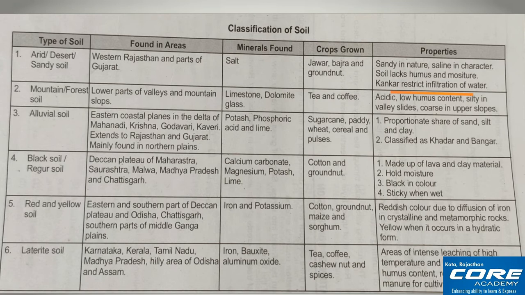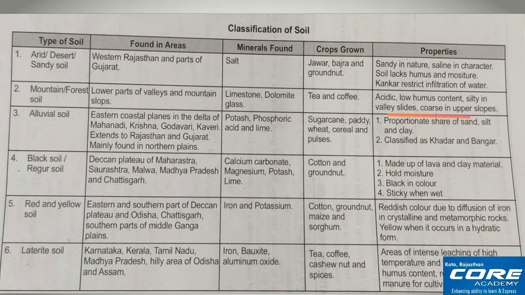Now the second one is mountainous or forest soil. So here it is found in the lower parts of valleys and mountain slopes, and here it is containing minerals such as limestone, dolomite, and it is very famous for tea and coffee plantation. Okay, and here the properties are, it is acidic in nature, it is having low humus content, and it is silty in valley sides and coarse in upper slopes. Okay, so these are the properties of mountainous and forest soil.